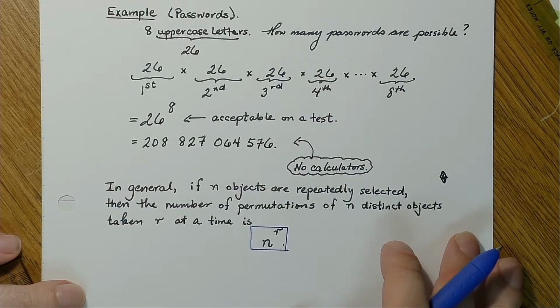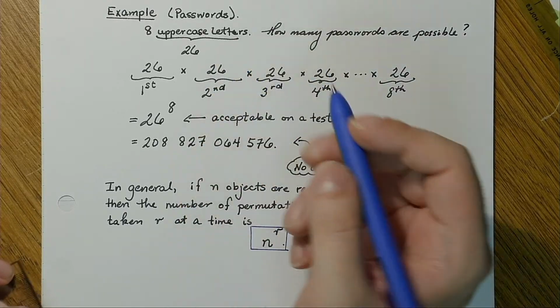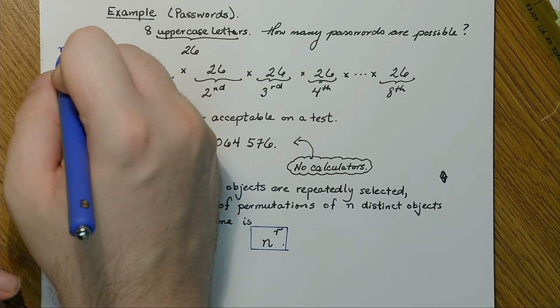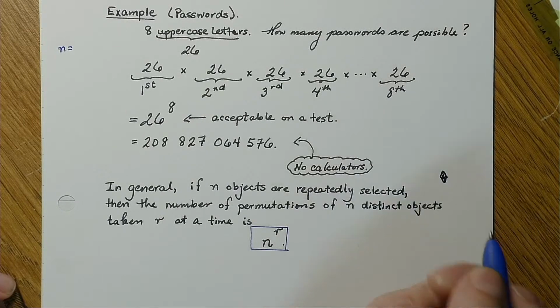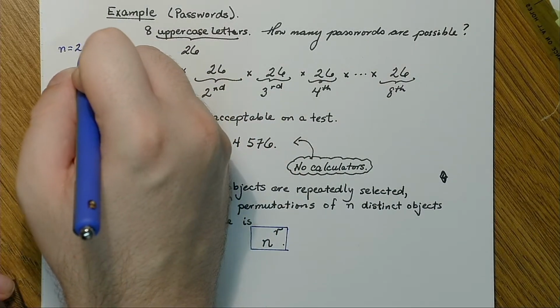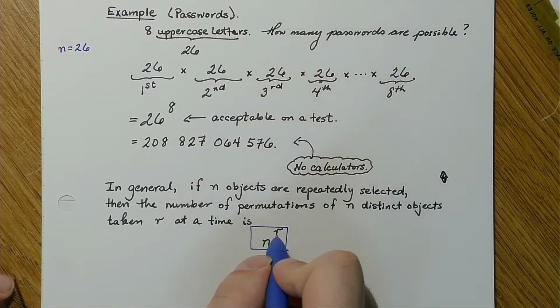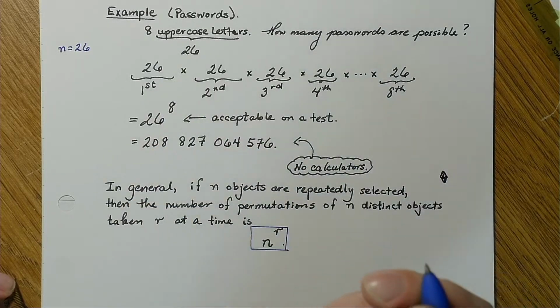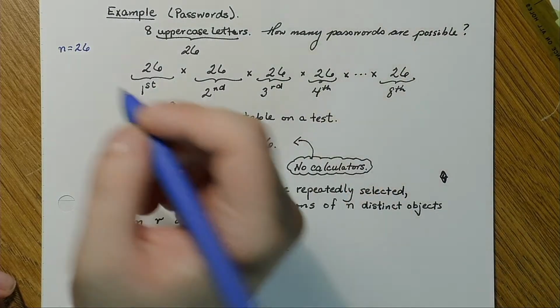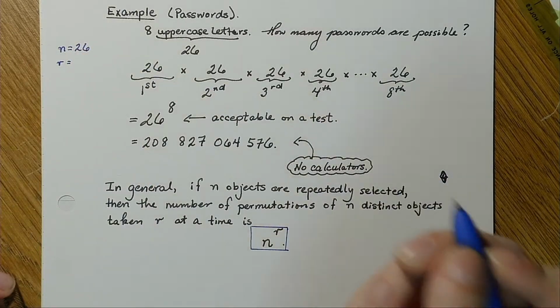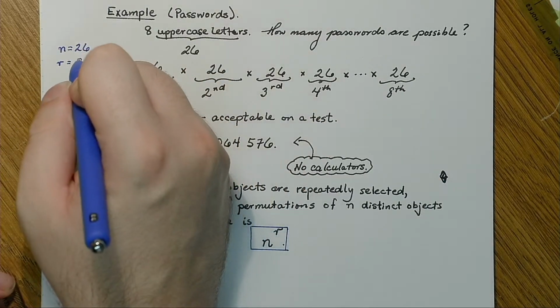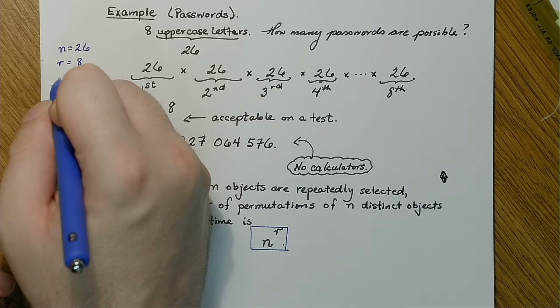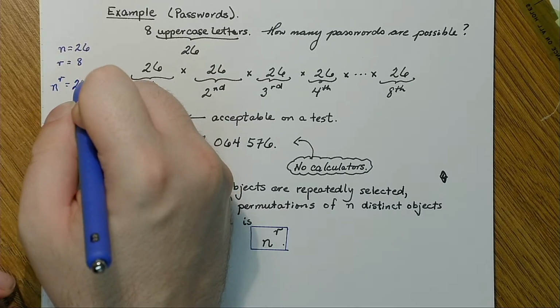Just using our example up here, in this case, n was equal to 26. So there were 26 distinct objects, and we were going to pick them 8 at a time. So r was equal to 8. Then n to the r was equal to 26 to the 8th.